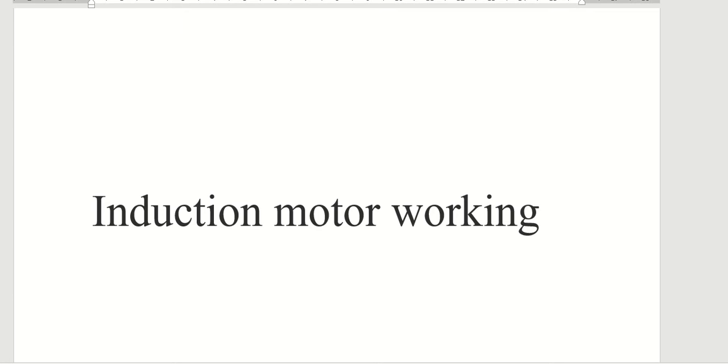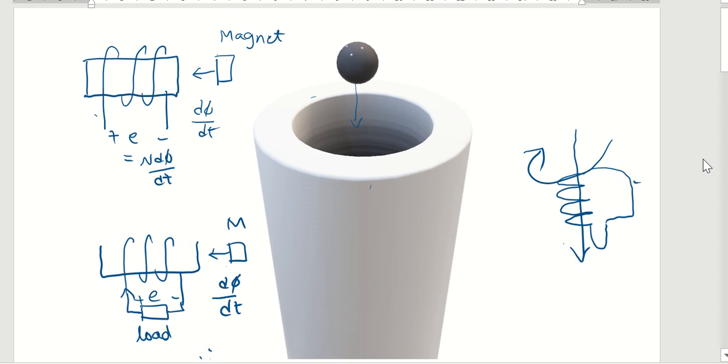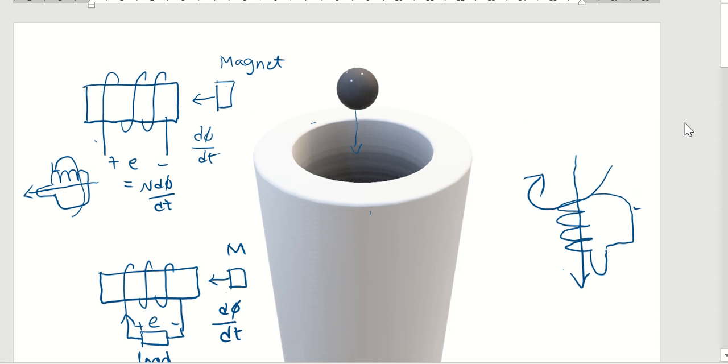In this video, we're going to see the operation of induction motor. Before going to the operation of induction motor, let us see the principle of Lenz's law. Suppose we have a magnet and there exists a winding here.